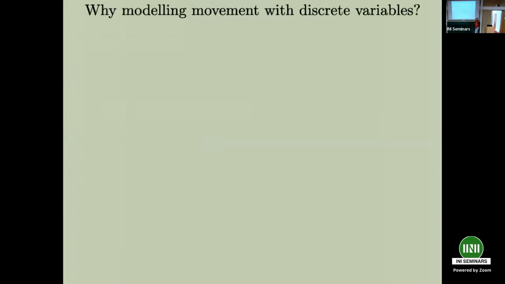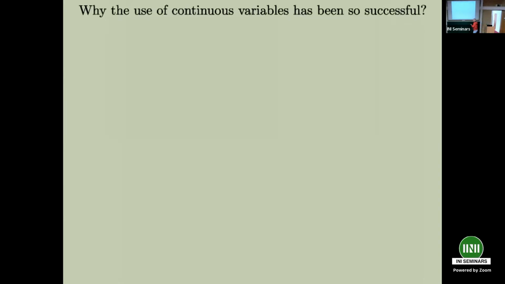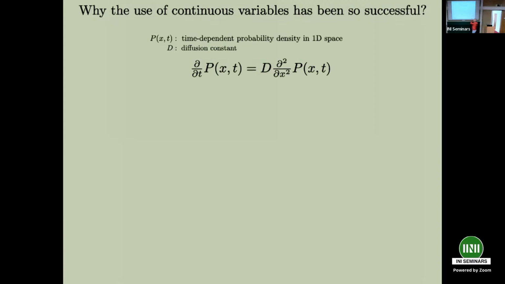To start with, you can obviously think about continuous variables rather than discrete, so maybe we should ask why on earth are we doing this? To answer, it's probably better to ask why the continuous variable has been so successful. You will see that in some cases it's not that convenient. That doesn't need an explanation in this audience.